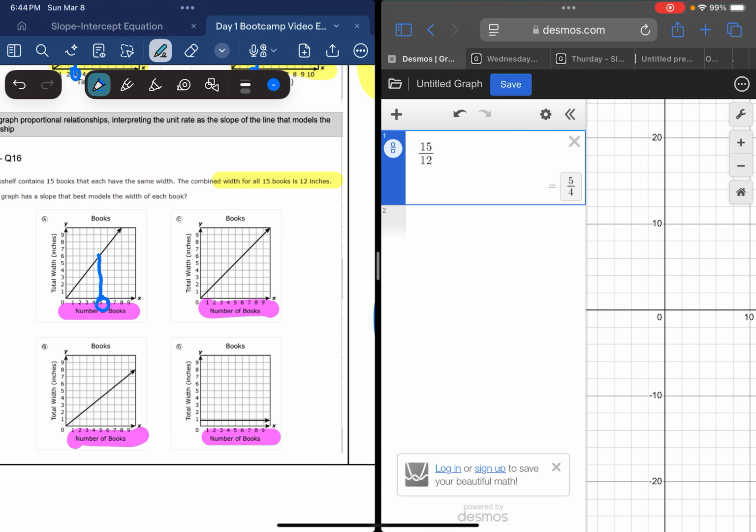This is 5, 6. So that is incorrect. This one is 5, 5. Incorrect. 5, 4. Maybe. And again, we can tell that this graph is automatically wrong because it doesn't have a slope. So our answer here would be B, as in boy.